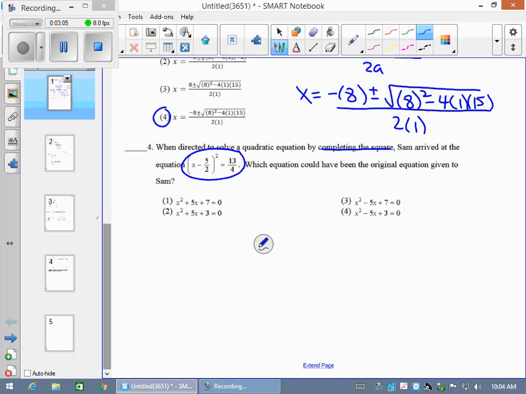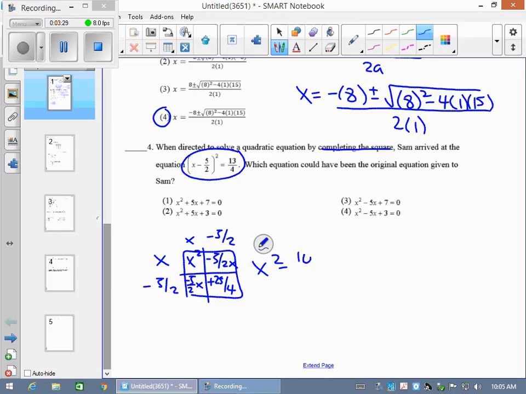So I'm going to use the box method here of x minus 5 over 2, x minus 5 over 2. If I multiply, I'm going to get x squared minus 5 over 2x minus 5 over 2x plus 25 over 4. Okay, so that's going to give me x squared minus, if I add like terms here, it's going to be 10 over 2x, my like terms, plus 25 over 4 is equal to 13 over 4.